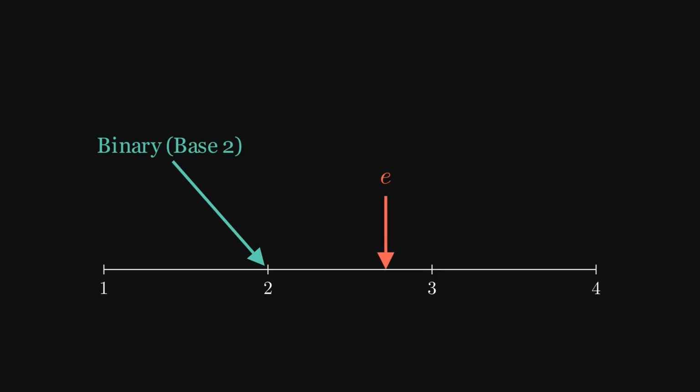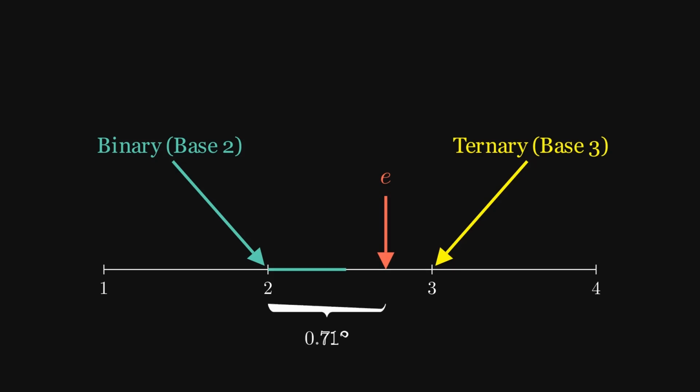This has a fascinating consequence in computer science. We use binary, base 2. But 3 is actually closer to e than 2 is. The distance is shorter. This means a ternary computer, using base 3, is theoretically more efficient than binary.